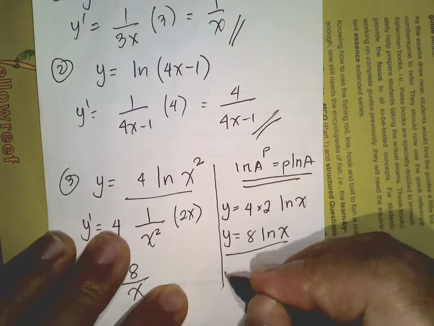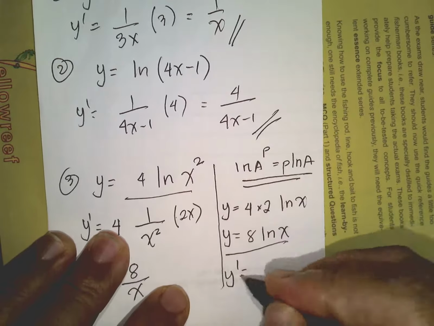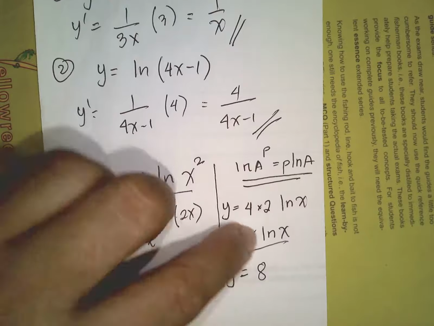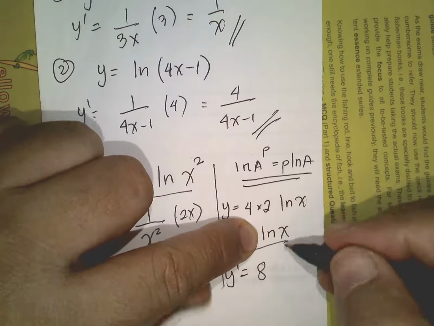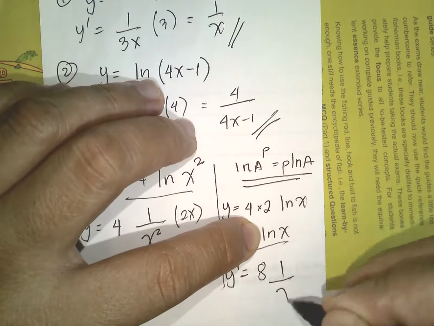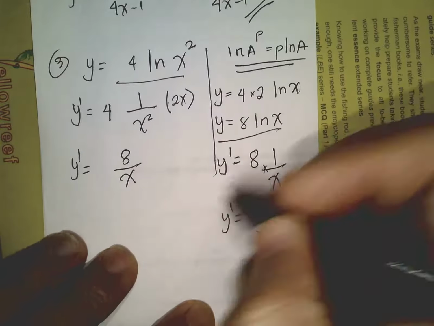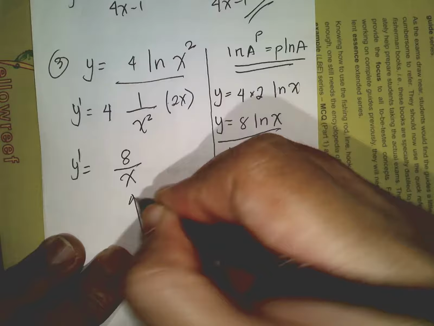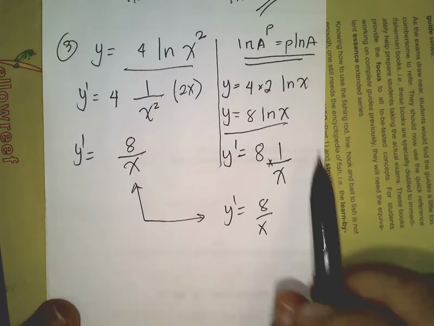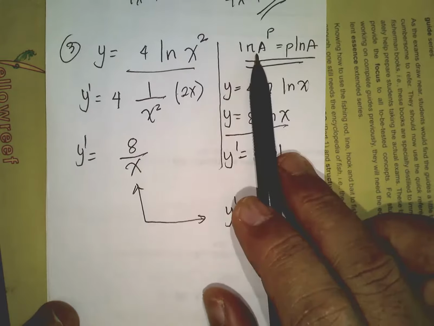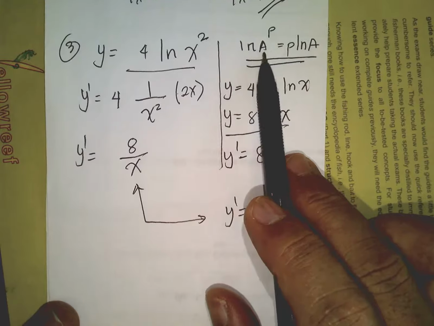Now you can take the derivative, and according to the formula, the 8, you just copy. Then the derivative of natural logarithm of x is 1 over x. Then just simply multiply them. So y prime is equal to 8 over x, which is actually the same. Alright? So it's up to you if you would like to apply the rule first, or the natural logarithm laws.